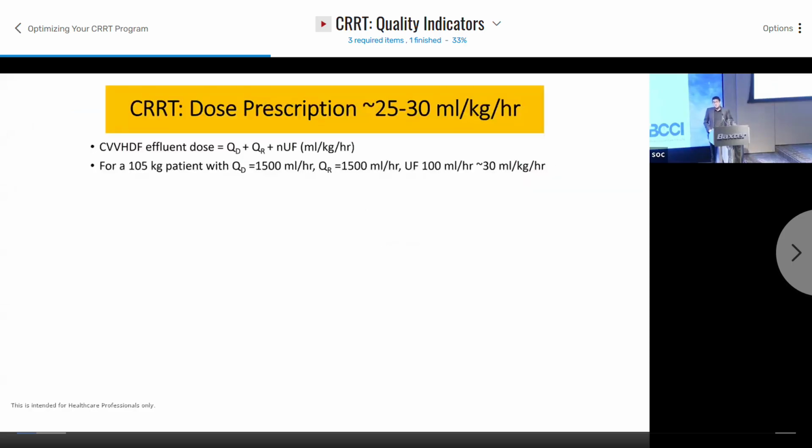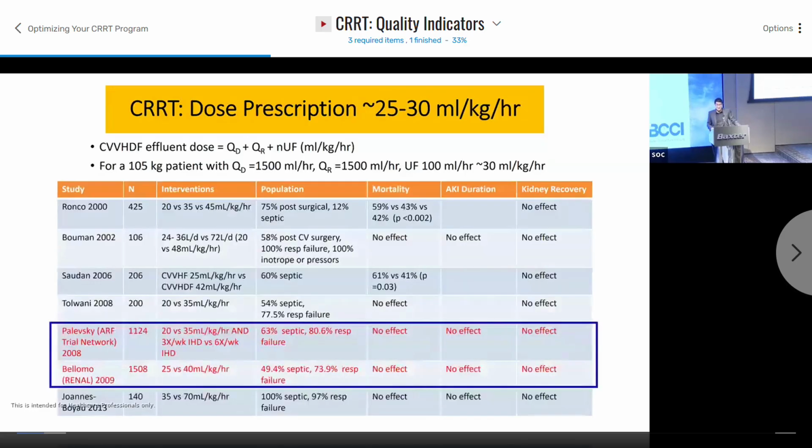So this is a good example, the dose of CRRT that we know based on robust clinical trial data that is suggested to be prescribed between 25-30 ml/kg per hour on average. But this didn't happen necessarily in the past, right?